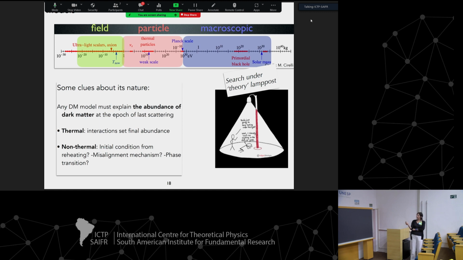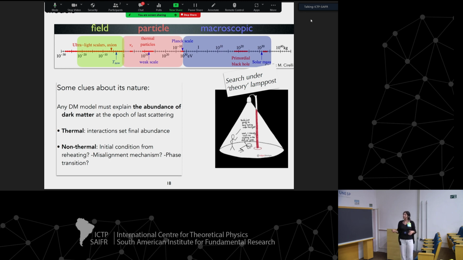Another clue is the abundance of dark matter. Because we know how much dark matter we have today, for example through CMB measurements. All your models have to be such that, for a normal range of parameters or in a more or less natural way, they explain this abundance. For so-called thermal dark matter, the abundance is set through interactions with other particles that are in thermal equilibrium in the early universe. And this is something we will be talking about now.